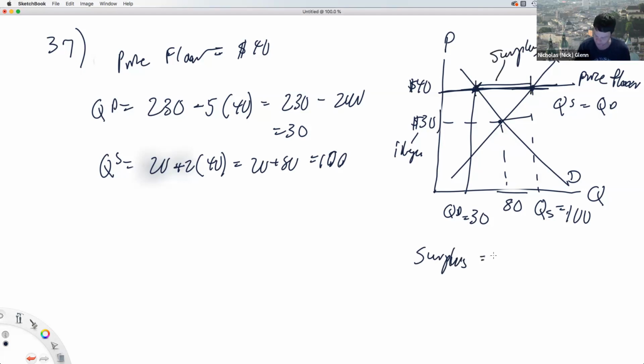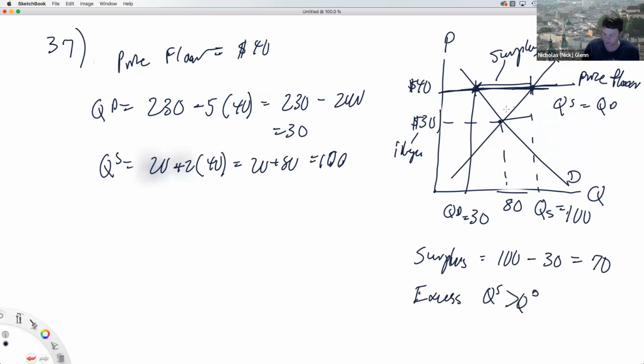Well, we just take our 100 and subtract 30, and that's going to be 70. So we're going to have a surplus of 70 here. That's because we have excess supply. Quantity supplied is greater than quantity demanded. And how much is it?